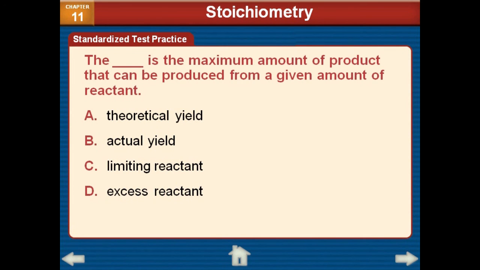The blank is the maximum amount of product that can be produced from a given amount of reactant. Is it A, theoretical yield, B, actual yield, C, limiting reactant, or D, excess reactant? The answer is A, theoretical yield.